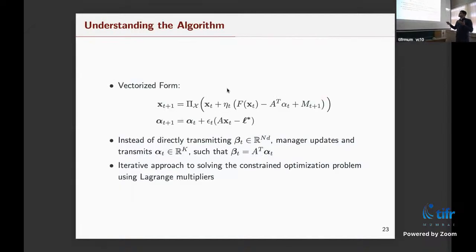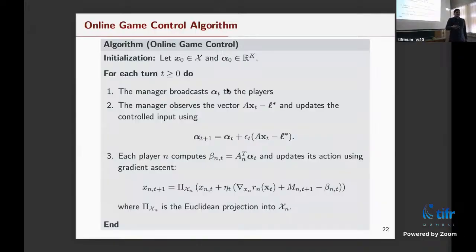A better way to understand this would be using the vectorized form. In that, you can see that we are subtracting A transpose alpha_t, and the alpha_t's are updated in this way. Instead of directly transmitting beta_t, which can be a huge nd-dimensional vector, the manager is only transmitting a k-dimensional vector, which is much smaller. So the communication is not very heavy. And this is basically just an iterative approach to solving the constrained optimization problem, a two-time-scale method using Lagrange multipliers. Why does beta_t need to be transmitted? It's incorporated in the utility itself. Right? So if I get x_t, I just get the subtraction value.